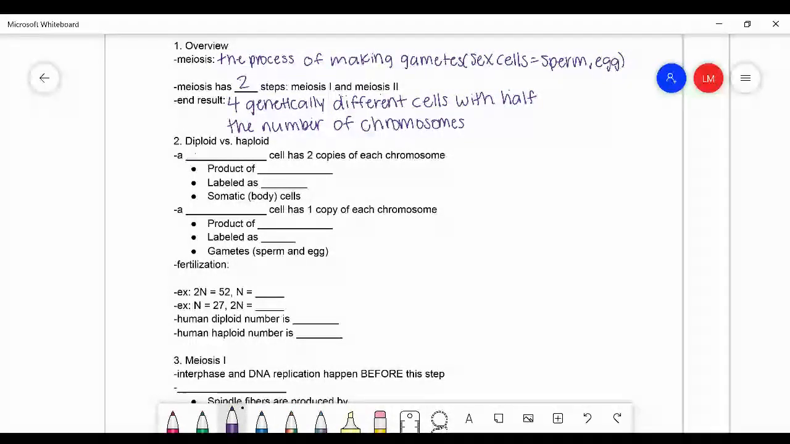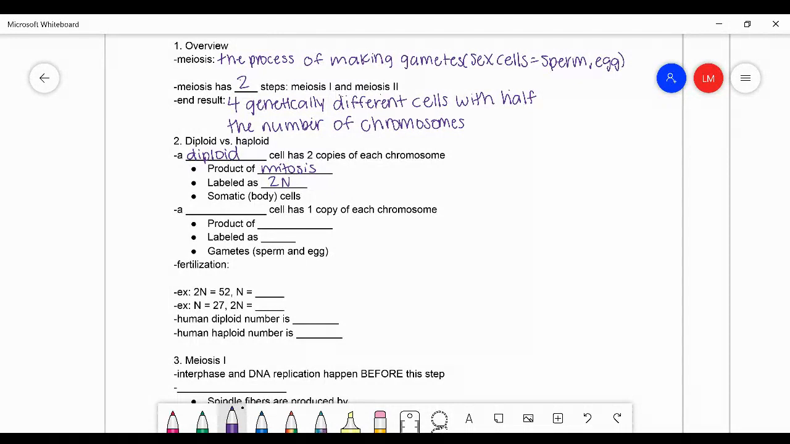So a diploid cell has 2 copies of each chromosome. The prefix di means 2, so diploid has 2 copies of each chromosome. Diploid cells are a product of mitosis, and we label them as 2N, where N is the number of chromosomes, so that's telling you there are 2 of each one. And diploid cells are our somatic cells or body cells. So any cell in your body, for example, is a diploid cell, except for the ones that make sex cells.